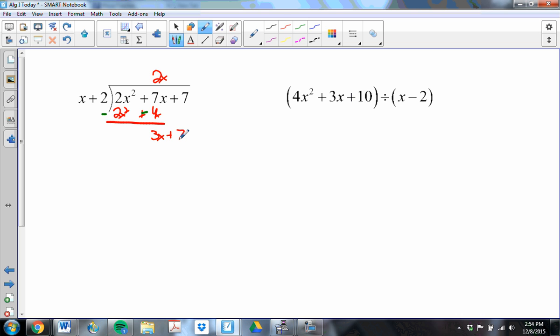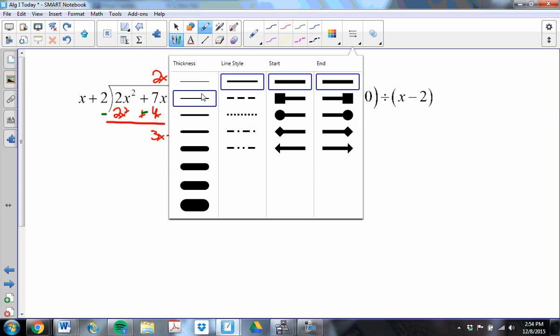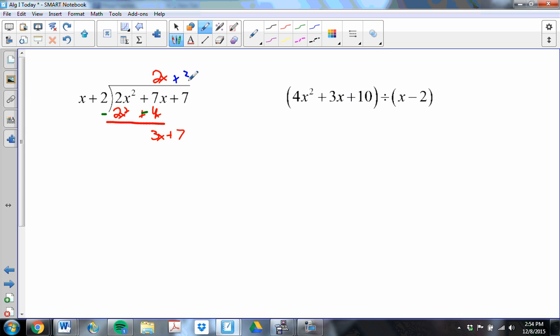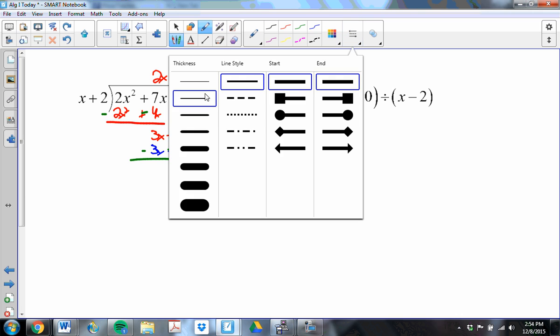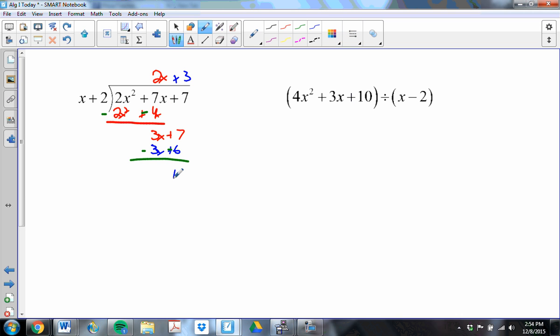Now x goes into 3x, I'll switch colors now. X goes into 3x 3 times. 3 times x is 3x. 3 times 2 is 6. And again, I'm subtracting. So when I subtract these, I get a 1. 7 minus 6 is 1. Well, this 1 is now my remainder. Because x can't go into 1 at all, it can go into it a fraction of a time, and that's kind of what we say next.